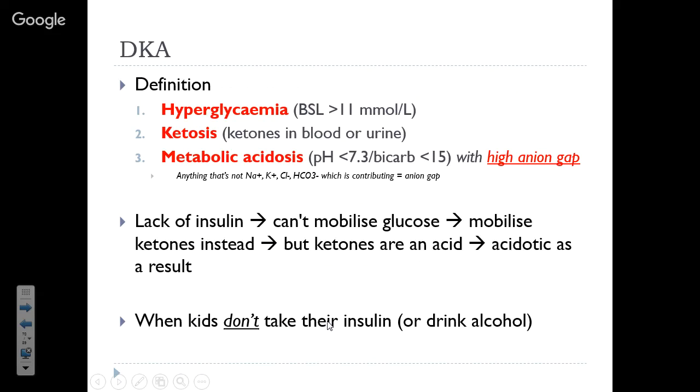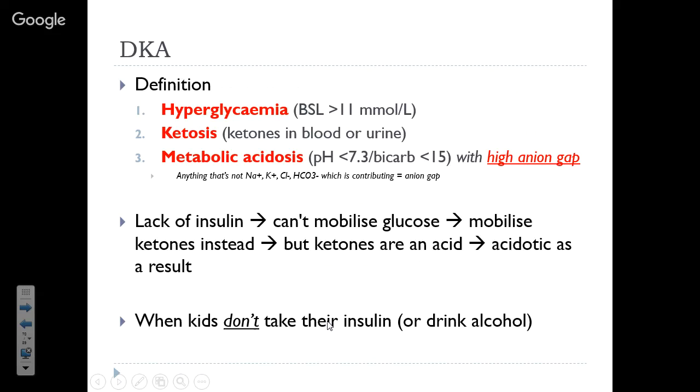So DKA, so what is DKA? Essentially, the definition is in the name. So diabetes, hyperglycemia, so high blood sugar, greater than 11. K is ketosis, so ketones in the blood or urine. And A is your metabolic acidosis, often with a high anion gap.